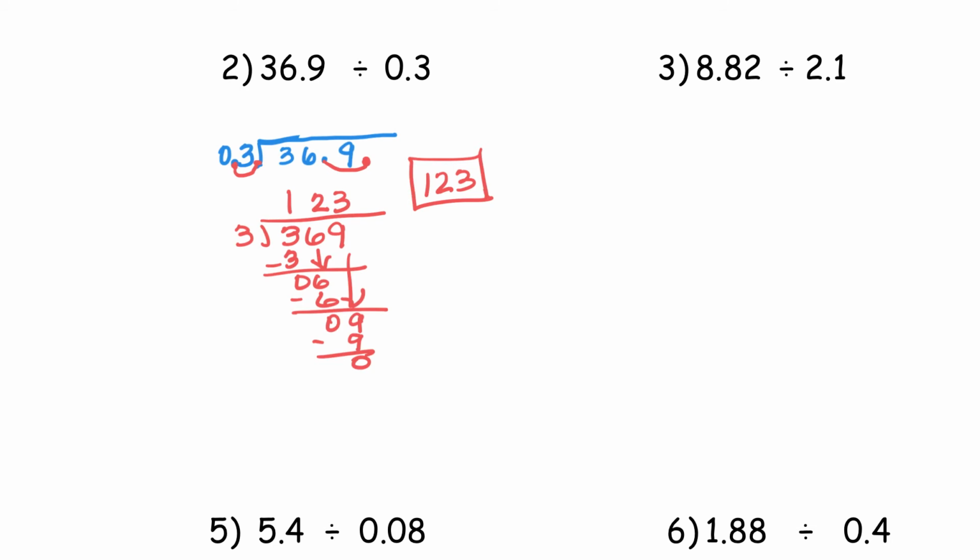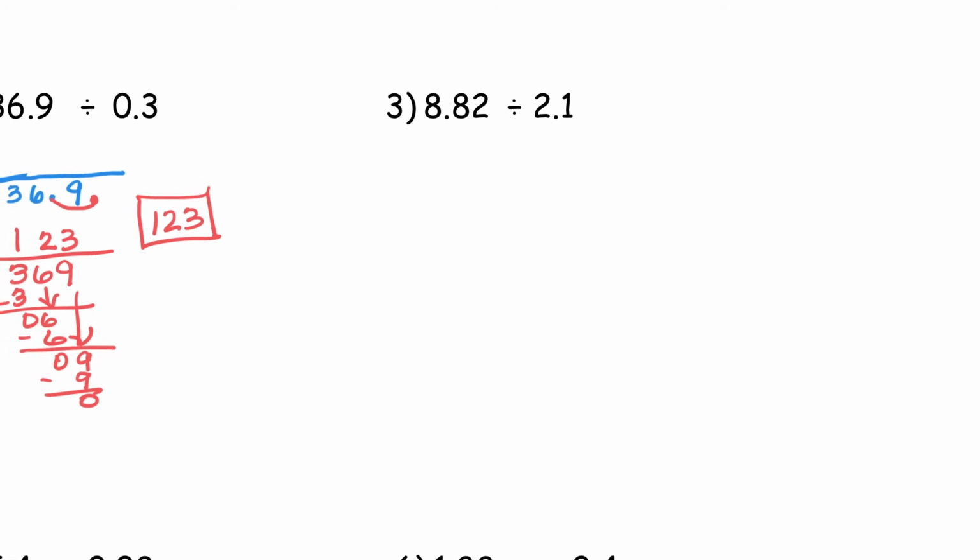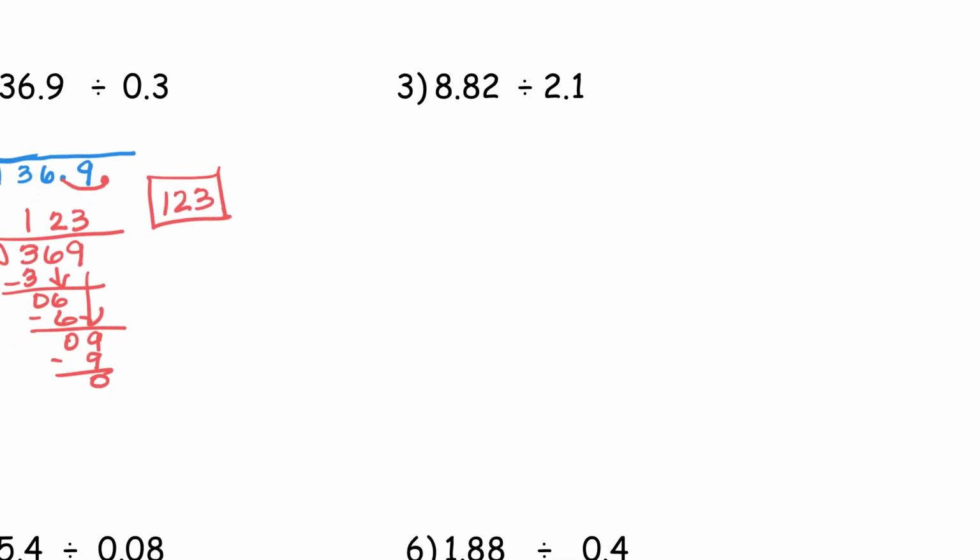Now let's take a look at problem number 3. Number 3 is set up as follows: 8 and 82 hundredths divided by 2 and 1/10. So let's go ahead and write that out. Once you set it up, you'll notice that there is a decimal in the divisor, so we definitely have to get rid of that. In order to make this a whole number, I see my decimal is right here. I'm going to move it how many places? Correct, one place over to the right. So if I do one place to the right on the outside, what am I doing on the inside? Correct, one place over here.